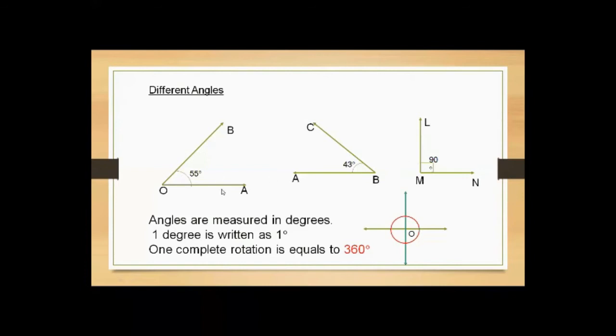Also we know what the arm is. OA is the arm of this angle, and OB is the arm of this angle.